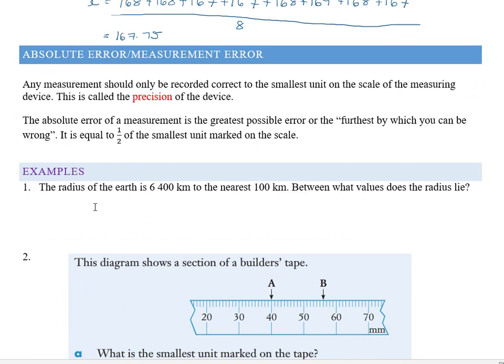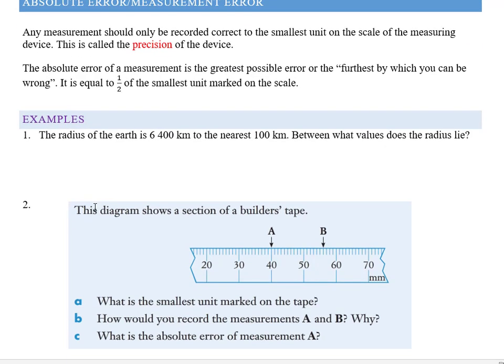And that leads us on to absolute error or measurement error. Any measurement should only be recorded correct to the smallest unit on the scale of the measuring device. This is called the precision of the device. The absolute error of measurement is the greatest possible error, or the furthest by which you can be wrong, and it's equivalent to half of the smallest unit marked on the scale.